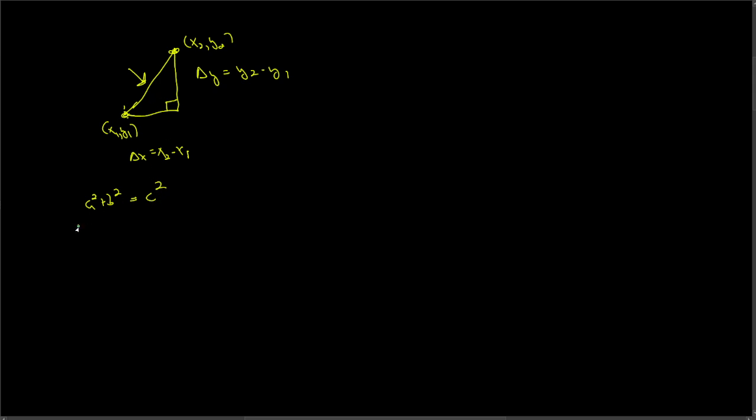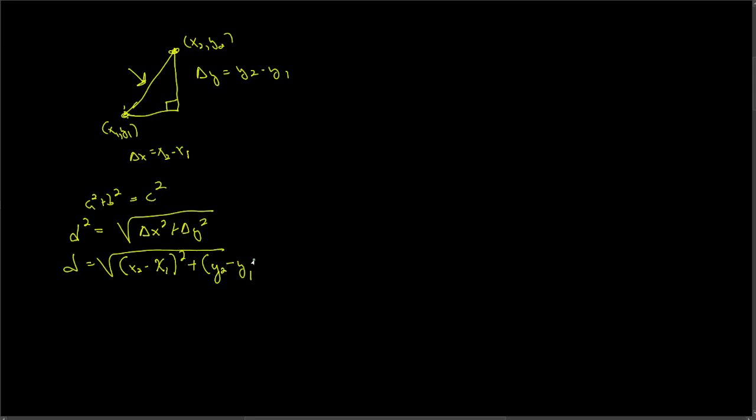Well, from a distance standpoint, the distance squared is equal to the change in my x's squared plus the change in my y's squared. And so the distance is x2 minus x1 squared, there we go, and y2 minus y1 squared, we take the square root.